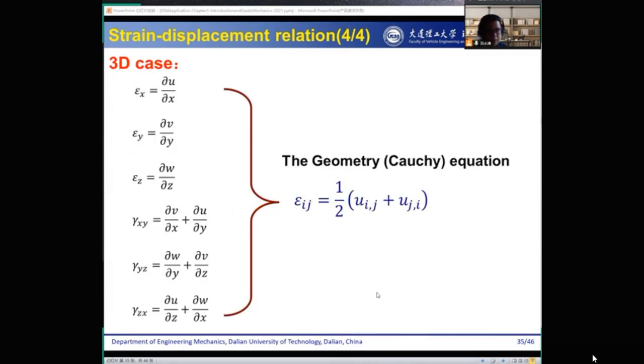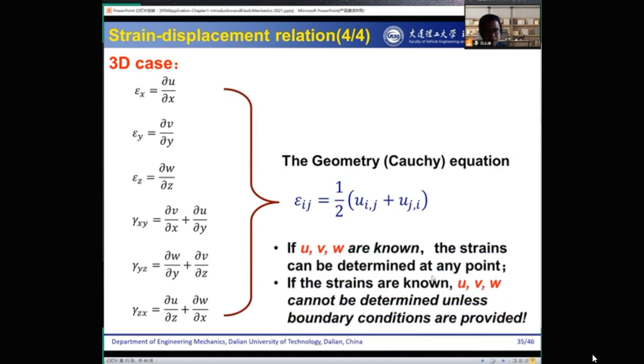And then we have the summary of the stress and strain relations for the 3D case. We have 6 strain and displacement equations for the 3D case. This is also called the geometry equation or the Cauchy equation. And here, if the displacements u, v, w, representing the displacement in the x, y, and z directions, are known, then the strain can be determined at any point.